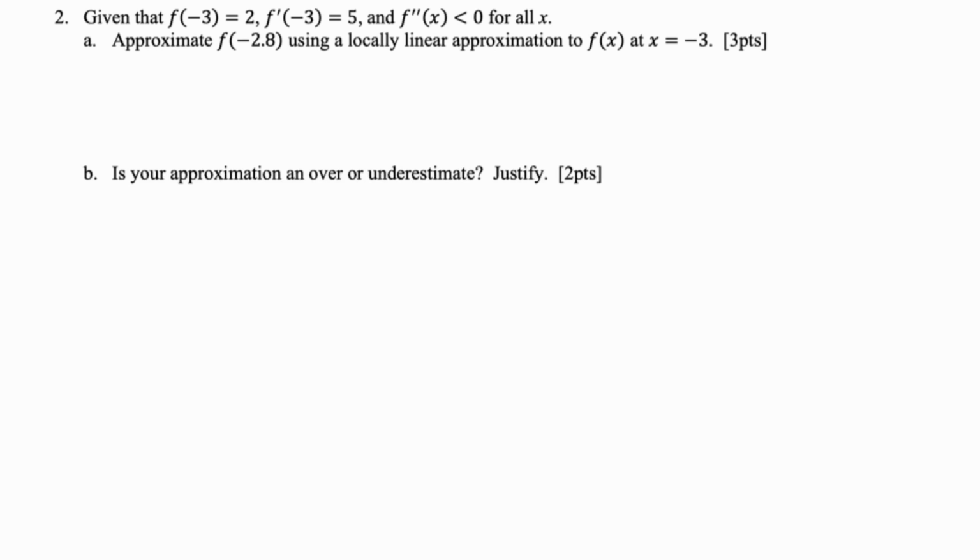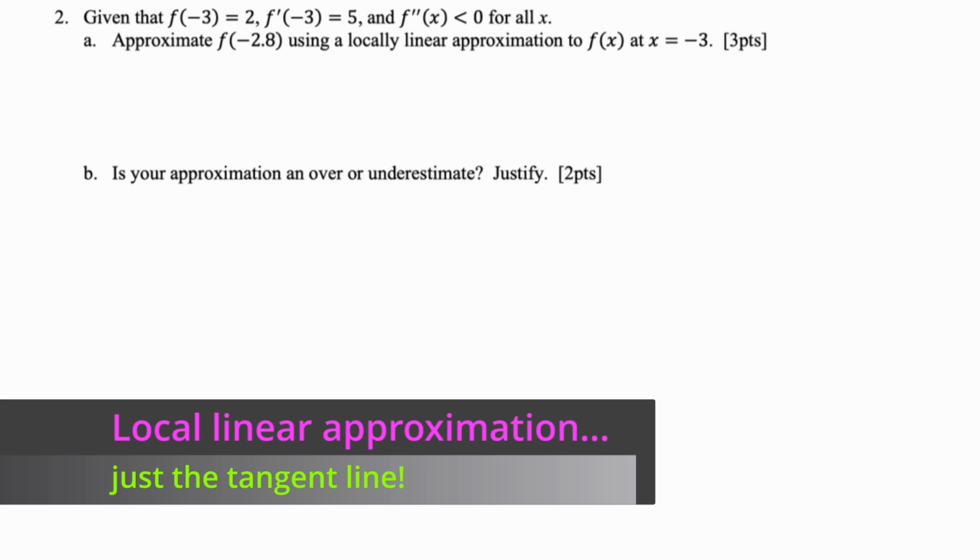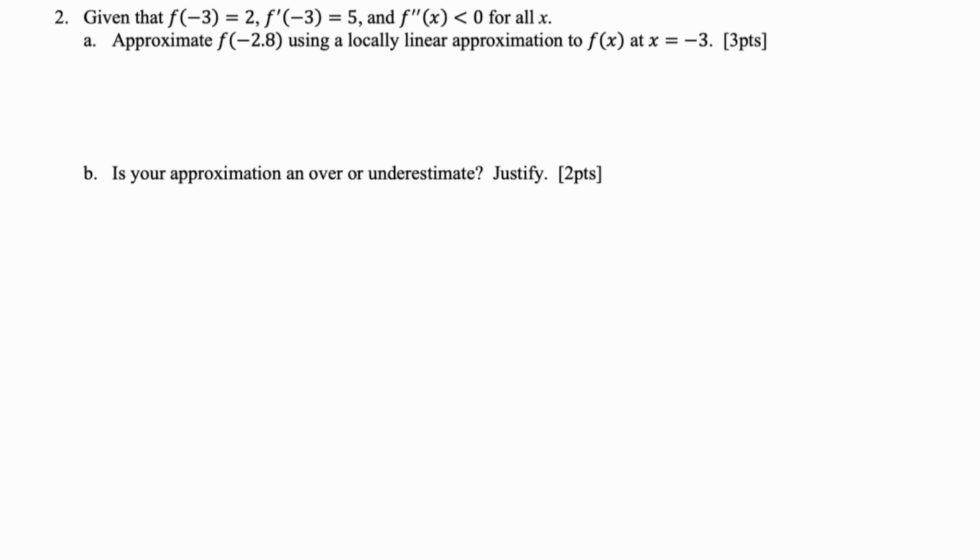All right, given that f of -3 is 2, f prime of -3 is 5, and f double prime of x is less than 0 for all x. We want to approximate f of -2.8 using a locally linear approximation. That's another way of saying a tangent line approximation at x equals -3. So we're doing the tangent line again. And this time we're just given everything. So let's just plug in y minus 2 equals 5, quantity x plus 3.